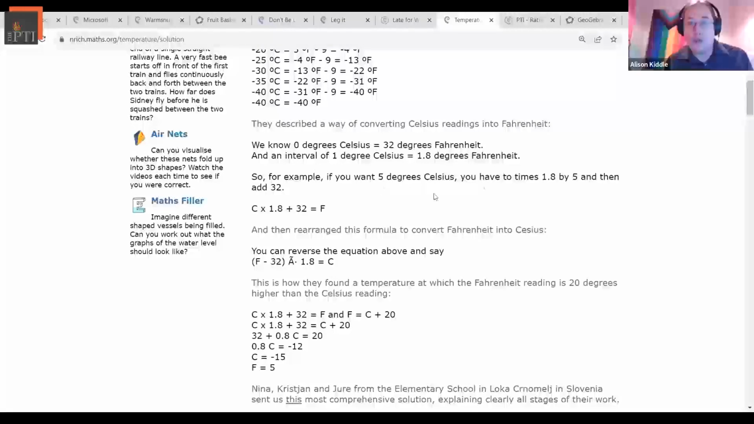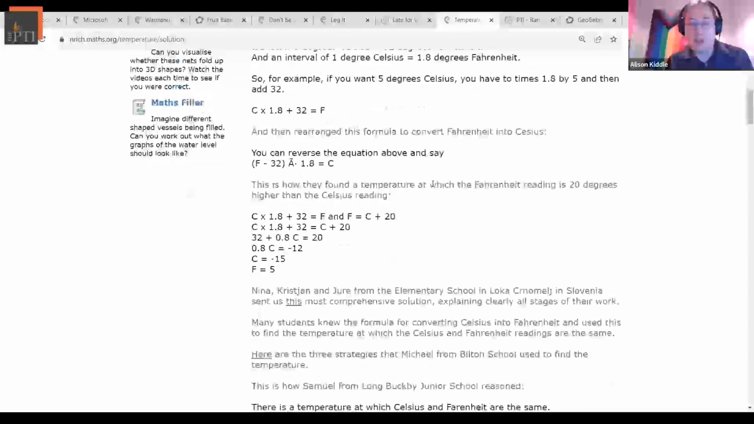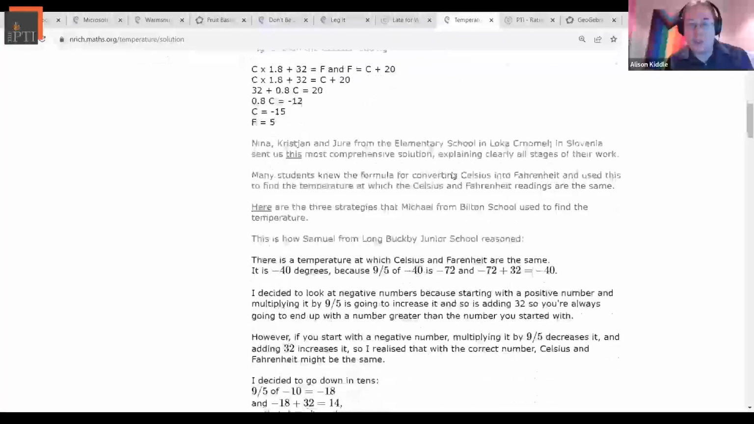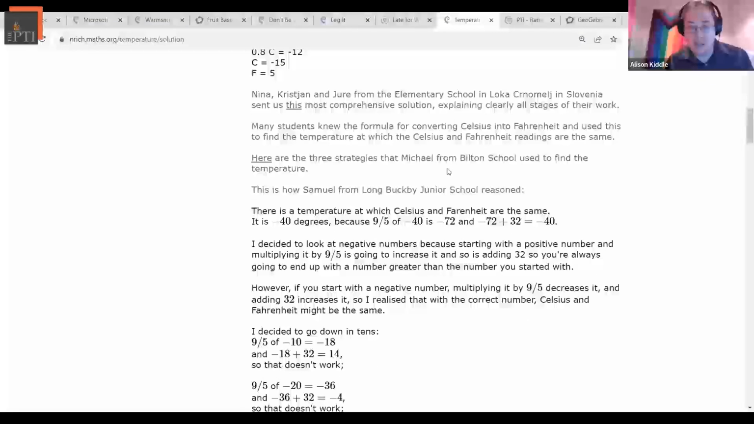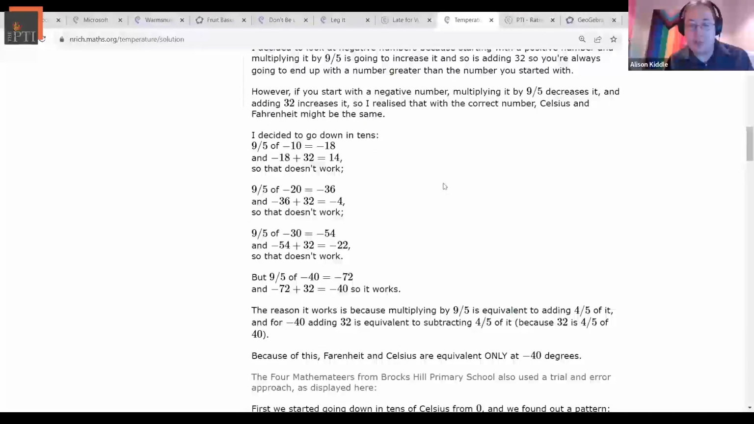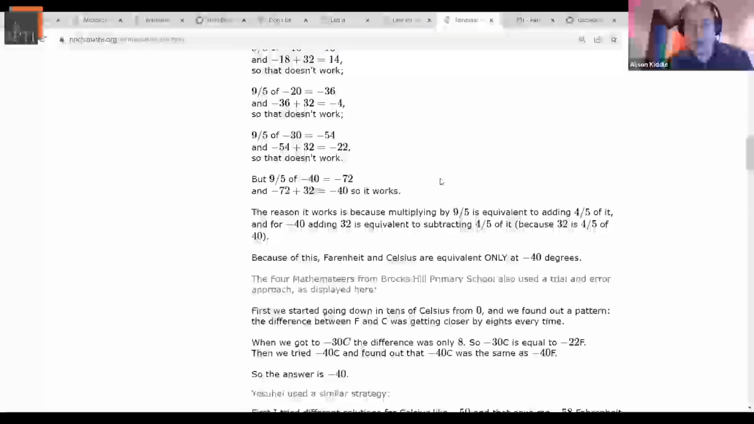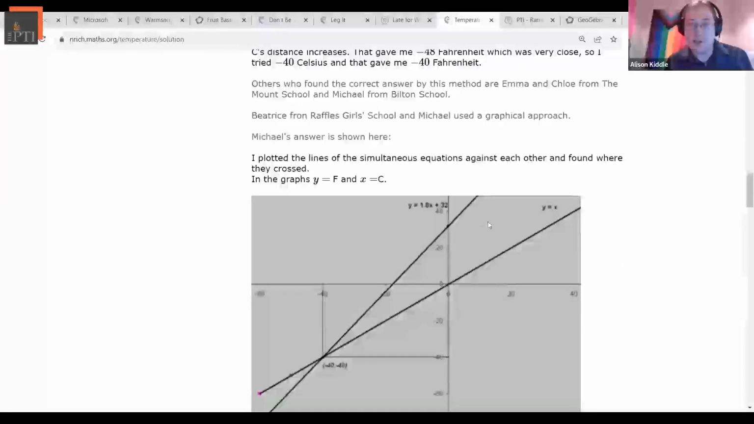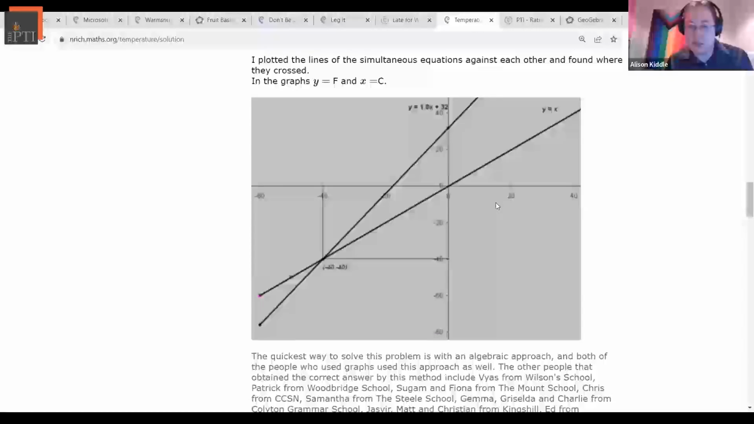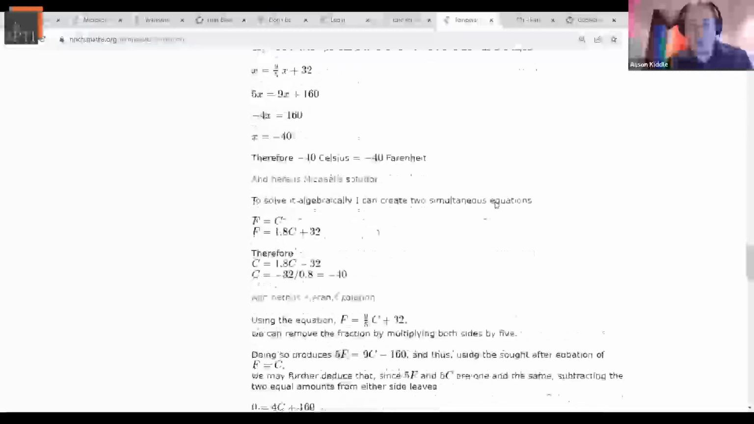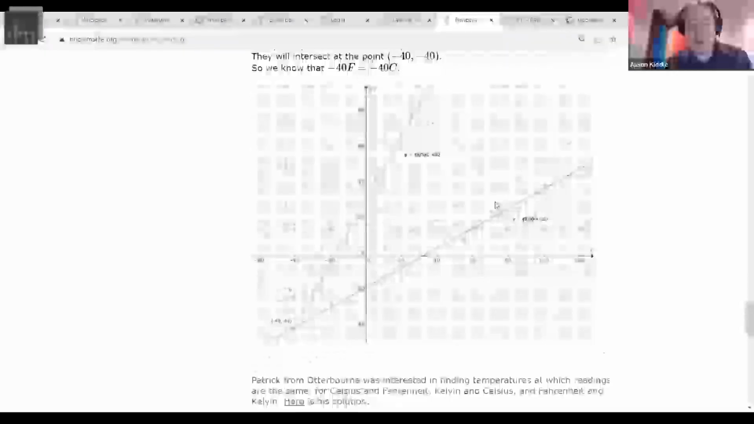Here's the formula for getting from Celsius to Fahrenheit, and that you can then rearrange to have it the other way around. And then you can find various different things by using these sort of trial and improvement, or, what do you call it, algebraic strategies. But if I keep going here, you've got a graphical approach that looks very like the one that I just did in GeoGebra, and then down at the bottom you've got the different ways of working it out algebraically.